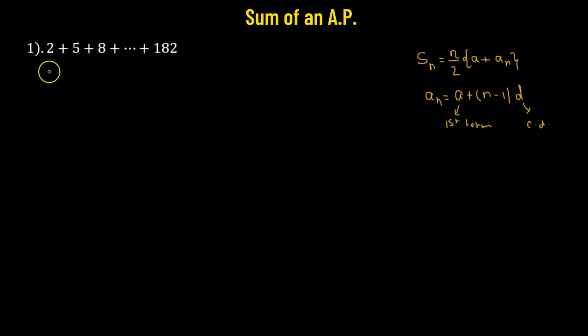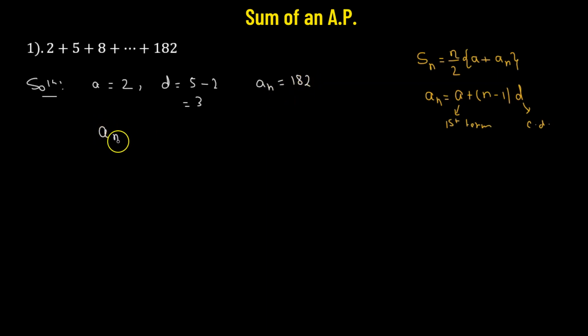For our particular problem, our first term is 2, and the common difference will be, we'll consider the second term, and from it we subtract the first term. So 5 minus 2 is going to give us positive 3. So this is the common difference. And our last term, which is also the nth term, is 182.